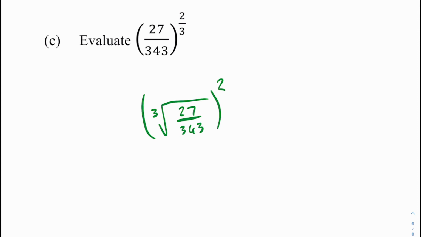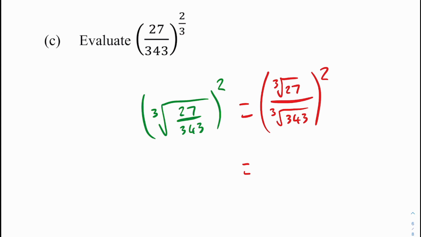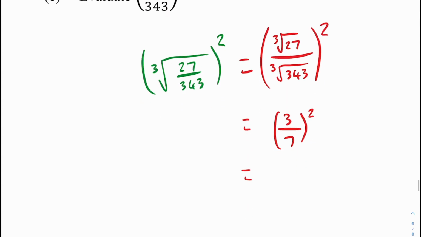So the cube root of 27, in fact, you know what, we'll just rewrite this to make it a bit easier. So we've got the cube root of 27 all over the cube root of 343, then the entire thing is being squared. So this is equal to 3 on the top divided by, I think it was 7, wasn't it? The cube root of 343. Let's just check. Yeah, it was 7. So divided by 7, and then the entire thing is being squared. So this is equal to 3 squared over 7 squared. So we get 9 over 49.